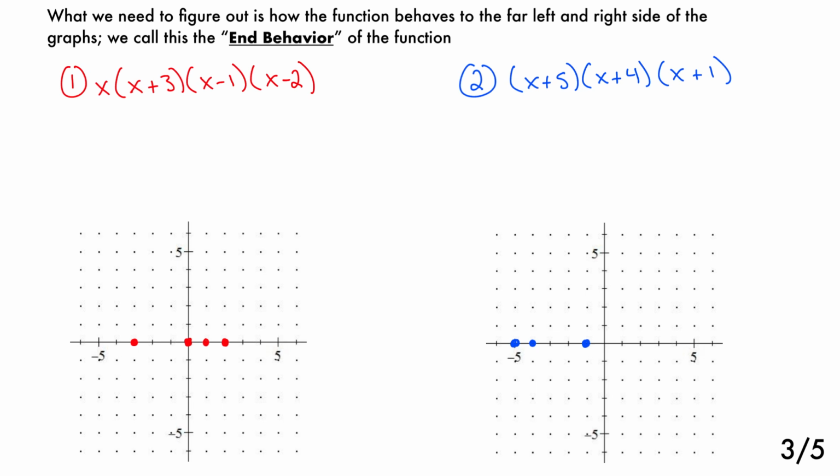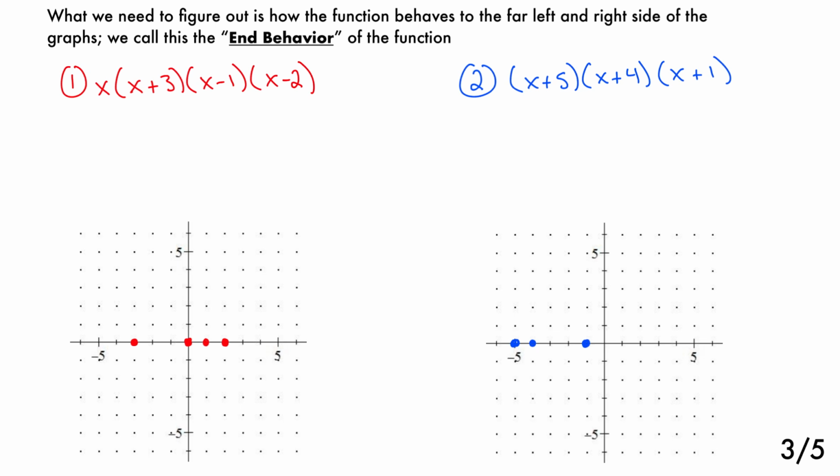Now, when we're looking at what's happening to the very, very far left of a function, for the most part, for polynomials, there's only really two options. Either it is really, really high up or it is really, really low down. So it's either trending towards positive infinity or it's trending towards negative infinity. You could plug in a number like negative 5 and figure out if it's above or below the x-axis. That'll work. That's a very algebraic approach to doing it.